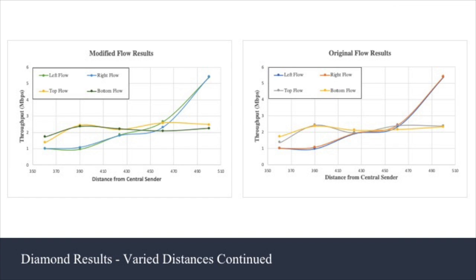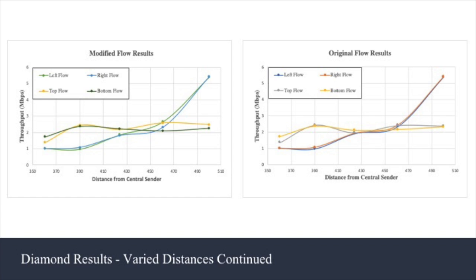And so now looking at some more specific results, you can see on the left our individual node performances in terms of throughput achieved versus distance between central senders. And on the right, you can see the original performance. And once again, the key takeaway is in terms of fairness. And you can see that generally speaking, we are a little less fair than the original protocol.